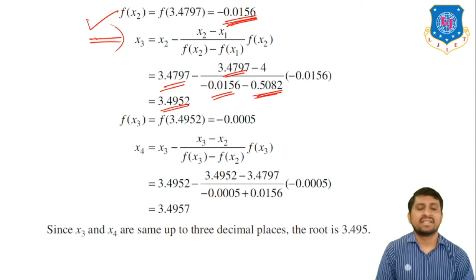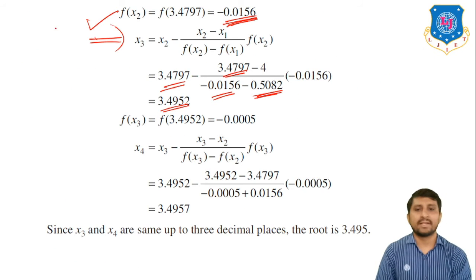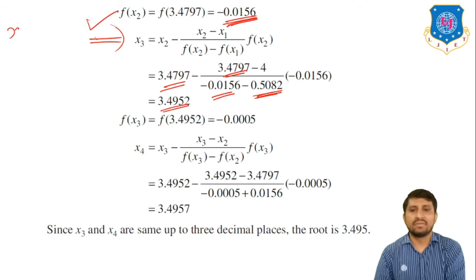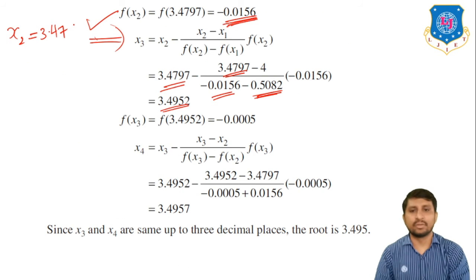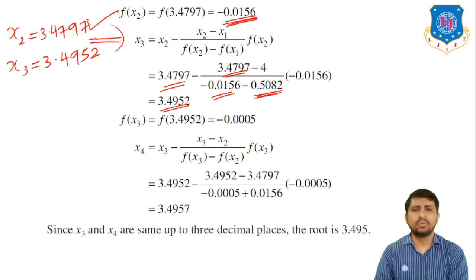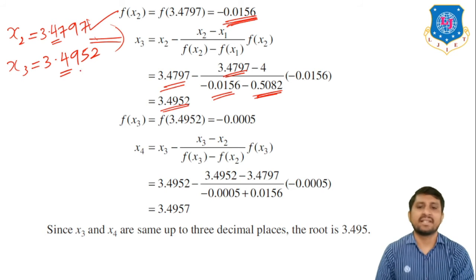term. So you will get 3.4952. Here you can see that x2, the value of x2, is 3.4797. And what is your x3? You will get 3.4952. So only the first decimal is the same. From the second decimal there is a difference. Here 7, here 9. So again we have to go further.